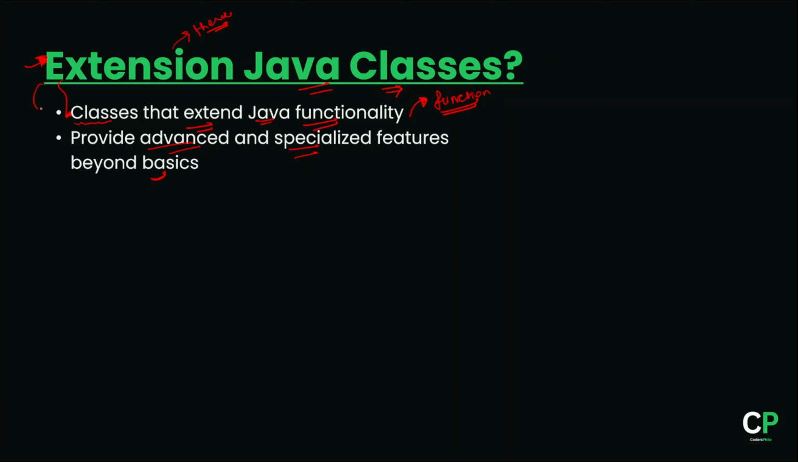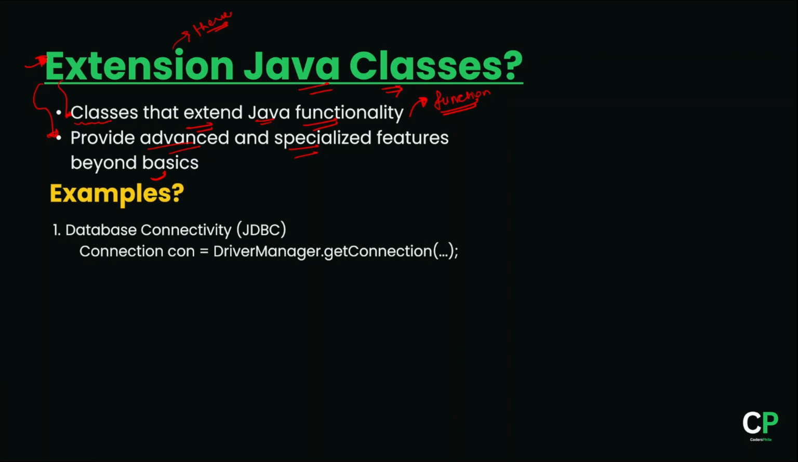So what are the extension Java classes? Extension Java classes are the classes that extend the Java functionality and provide advanced and specialized features beyond basics. Its example is database connectivity. For database connectivity, we use DriverManager.getConnection. This class, DriverManager, is a type of extension class, and it provides extra functionality to the user. Therefore, it is a part of the extension classes. And what does it do? It basically connects Java with the database.